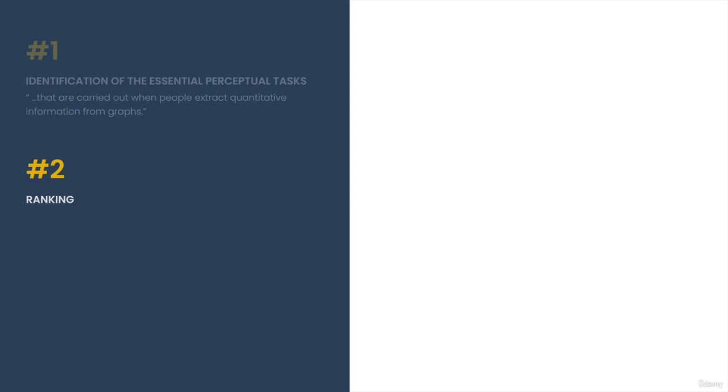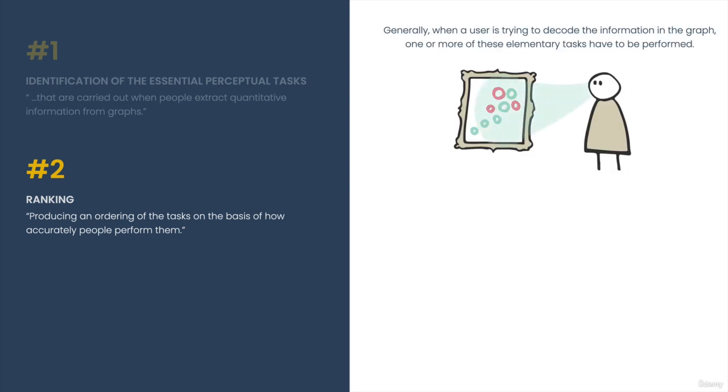The second goal of this work is to produce a ranking. So once we have identified the 10 elementary perceptual tasks, our question is, how do they compare against each other? Is it equally difficult to compare position and comparing area, for instance? So what they want to do is to produce an ordering of the tasks on the basis of how accurately people perform them. Generally, when a user is decoding the information in a graph, the user will have to perform one or more of these elementary tasks.